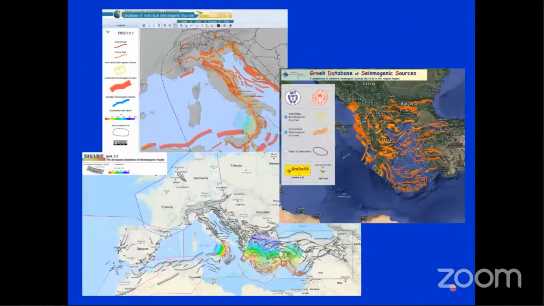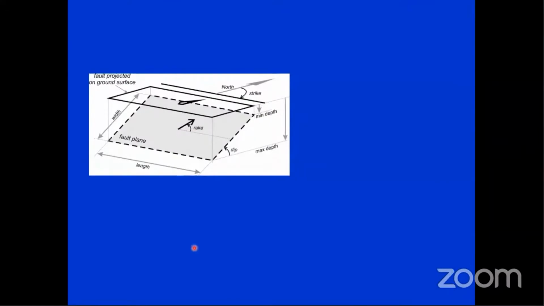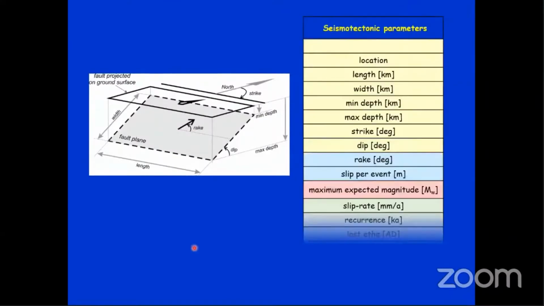We will see the competition between the different sources of information. These sources of information are commonly organized in databases like this one for Italy, GREDES for Greece, EDSF for Europe, and other ones. And they contain as many as possible crucial seismotectonic parameters: geometric ones, kinematic ones, dynamic, chronological ones. So keep in mind this list, because this list is our topic. We have to fill this list of parameters. We have to quantify these parameters.